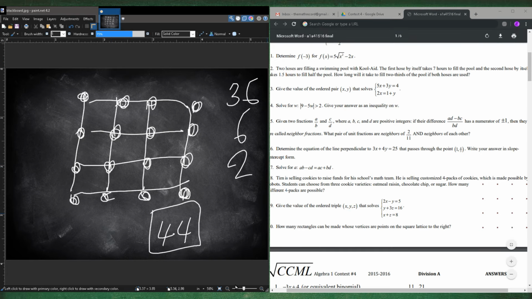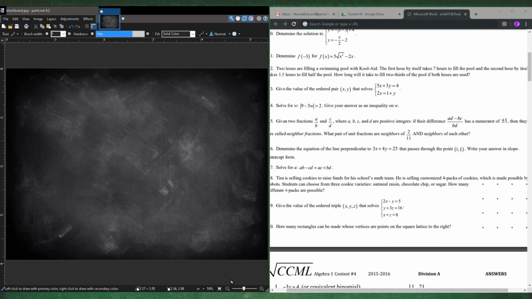But that basically covers everything for the CCML Algebra 1 contest for 2015-2016 Division A.